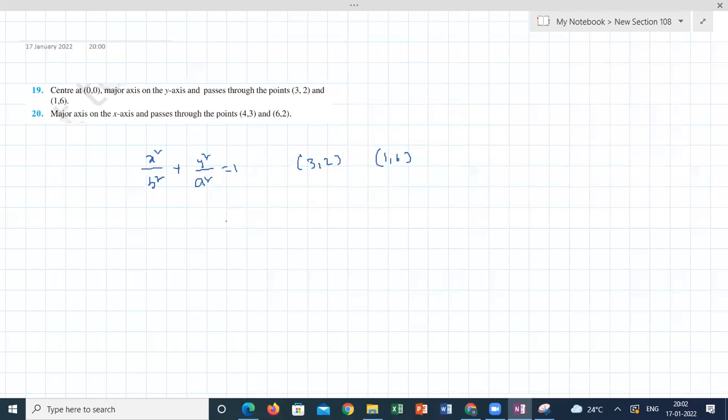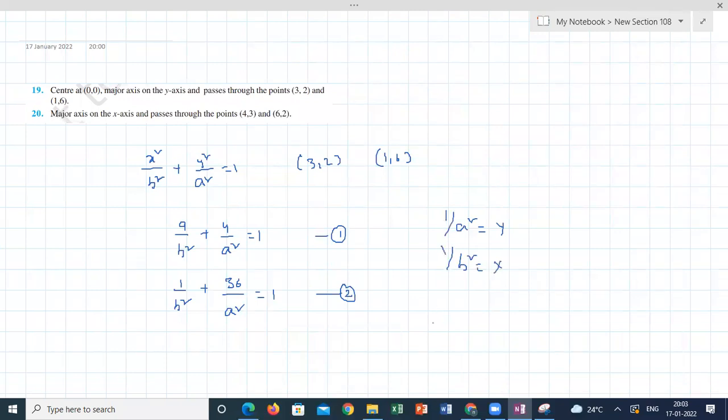Substitute the points. If I am substituting the first point, 9 by b square plus 4 by a square is equal to 1 is the first equation. If I am substituting the second point, 1 by b square plus 36 by a square is equal to 1 is the second equation. So I am assuming 1 by a square is equal to capital Y, 1 by b square is equal to capital X.